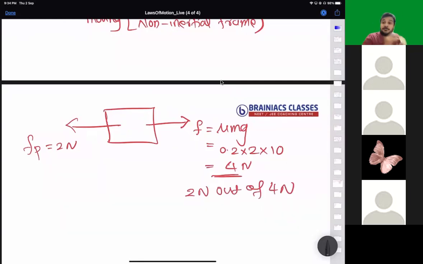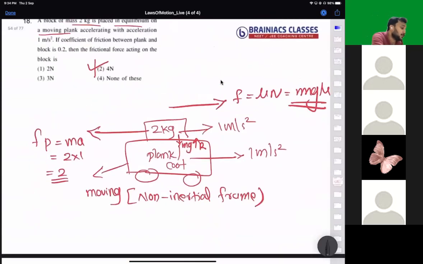So 4 Newton is the force that the surface can give, but I don't want to give 4 Newton. Why? Because the backward force is just 2 Newton. To cancel it, 2 Newton of forward friction force is required. I can give 0 Newton, 1 Newton, 2 Newton, 3 Newton, 4 Newton. 4 Newton is the maximum I can give. But here, how much is required? Only 2 is required. Okay, so the answer to the question is 2 Newton.